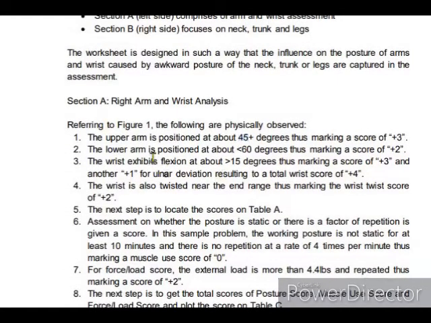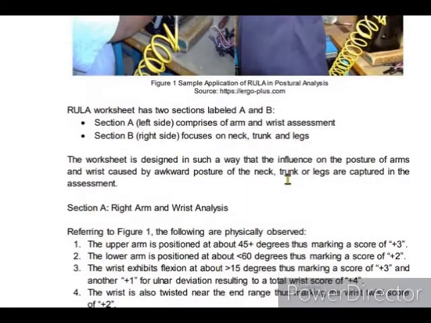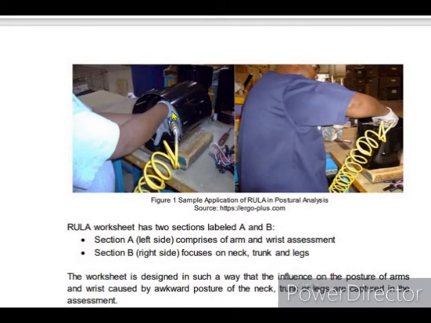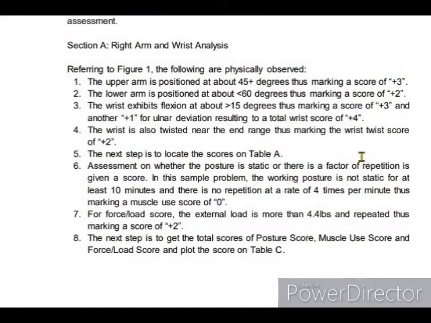Okay? So, the lower arm is positioned at about less than 60 degrees, thus marking a score of 2. So, ito, negligible wrist na to. Okay? So, the wrist exhibits flexion at about greater than 15 degrees, thus marking the score of 3. Kasi pag sinabi mong greater than 15 degrees, guys, yan, nagbe-bend siya, yung wrist. Kasi dapat neutral lang. Ibig sabihin, padiretso. Kaya in-scorean niya ng 3.